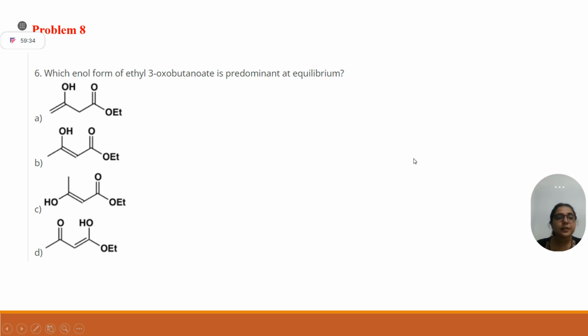So problem number 8: which enol form of ethyl 3-oxobutanoate is predominant at equilibrium? Let's first talk about the IUPAC name. This is a common IUPAC name for which functionality? Alkyl alkanoate. For which functional group? Ester group.